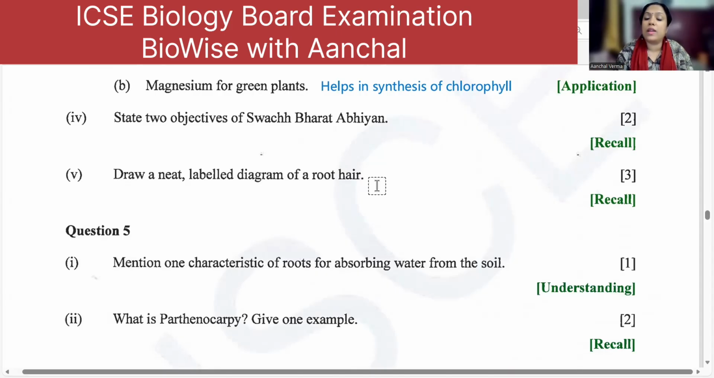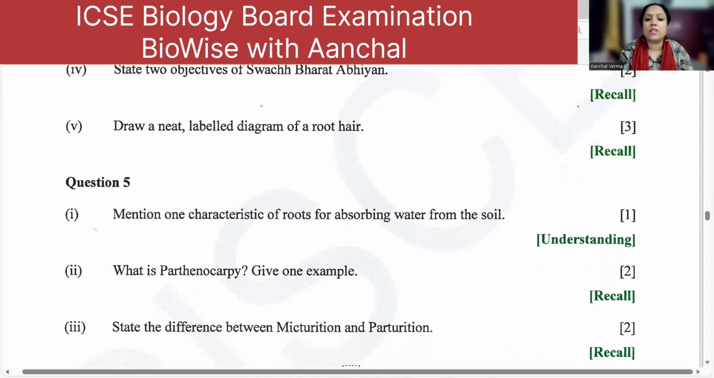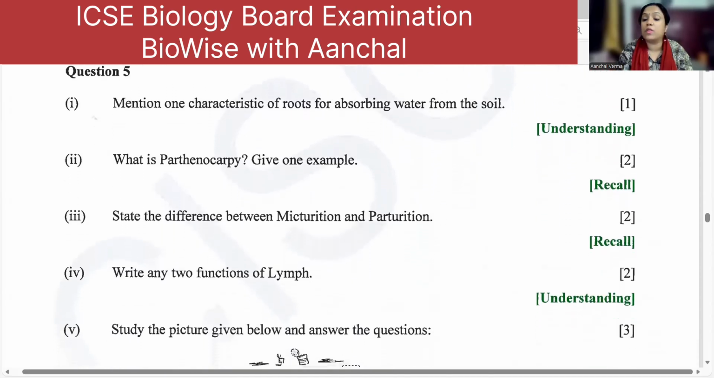Draw a neat labelled diagram of a root hair. The link for the drawing of the root hair is given in the description. You can see how to draw a root hair and try to draw it neatly. Show distinct parts: vacuole, nucleus, root hair. It's a cellular extension. So the link is given in the description. You can see there.